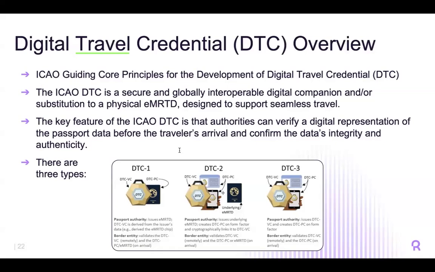The main goal of the DTC is to facilitate travel and ensure that people are eligible to enter their destination before they board the flight. There are three types of DTC. First of all, it's a DTC VC. It's a virtual copy bound with a physical e-passport. Next one, it's a DTC PC, which is a physical copy, but also bound with a physical e-passport. And finally, it's a standalone document.